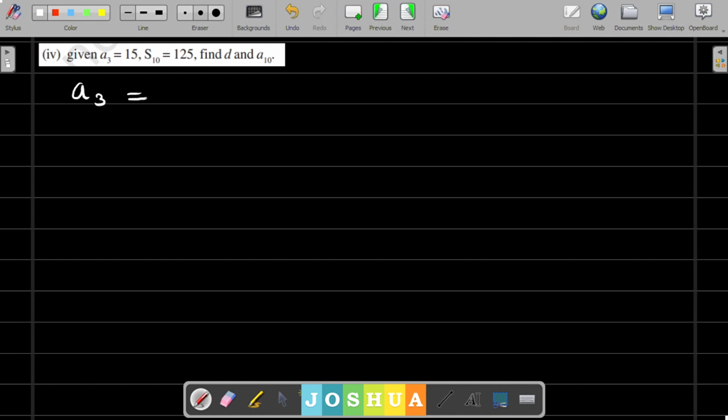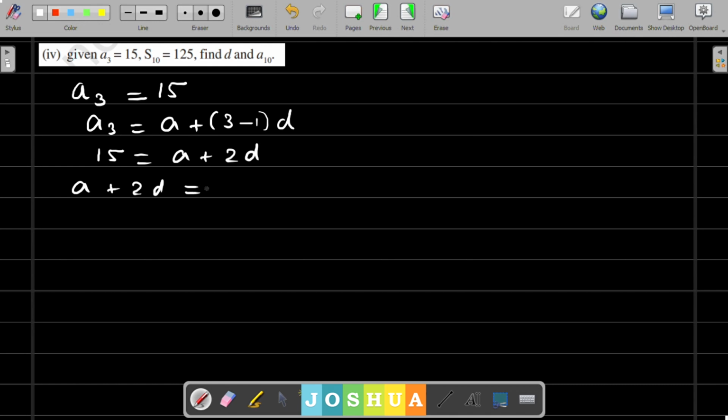a3 is equal to 15. So as per the statement, what it means is a3 is equal to a plus 3 minus 1 times d. So that is equal to a plus 2d is equal to 15. Put it this way: a plus 2d is equal to 15 as equation number 1.